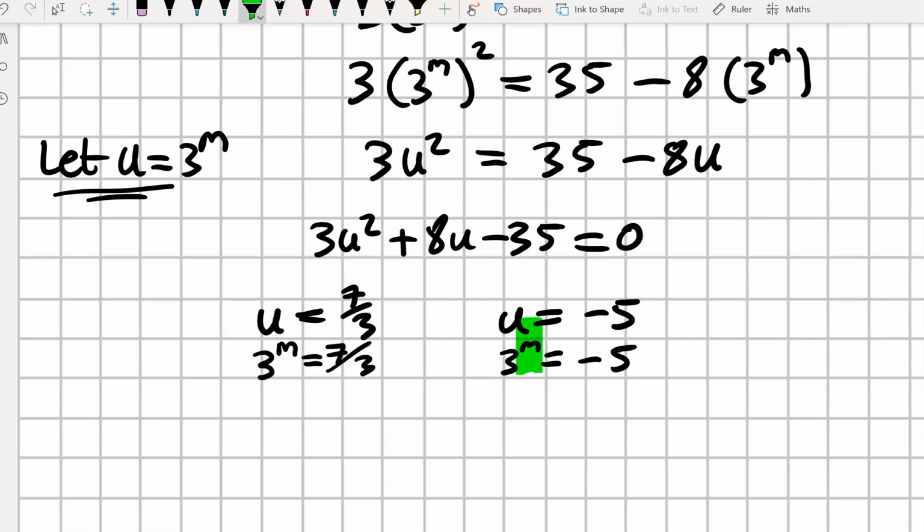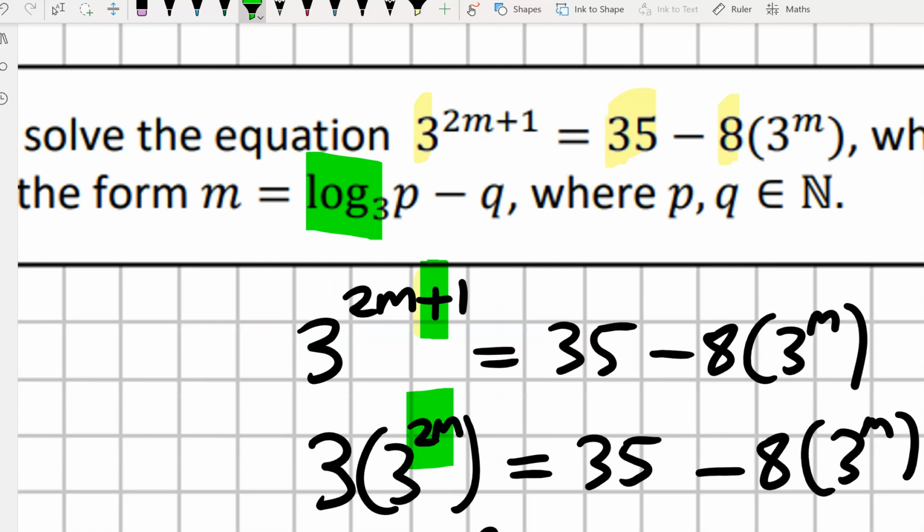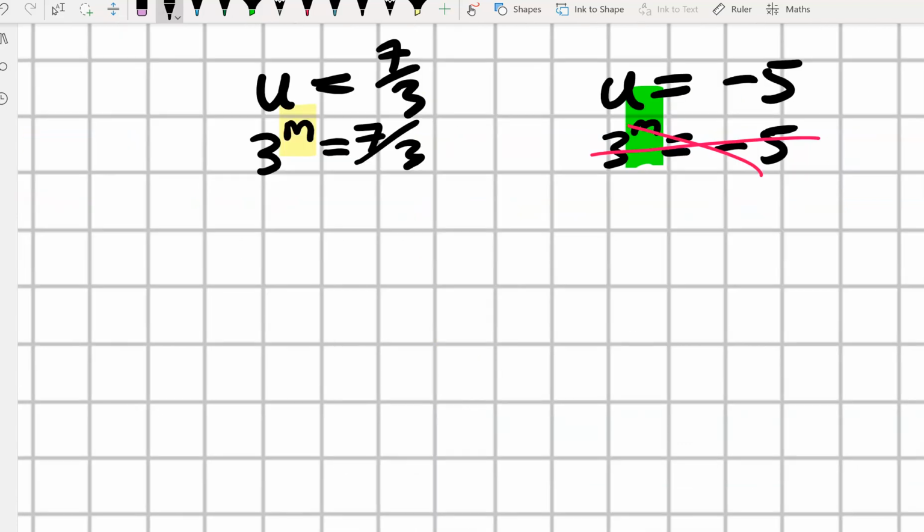Here on the right-hand side, 3 to the power of anything will never give you a negative number, so we can discount that answer. We'll notice the variable we're looking for is in the power, so we're going to have to use logs. We'll notice in the question, they want us to use log base 3. It doesn't matter what base we use, as long as we use the same for both sides. The variable I want is in the power, so I take the log of both sides, and we know from the question they'd like us to use base 3.